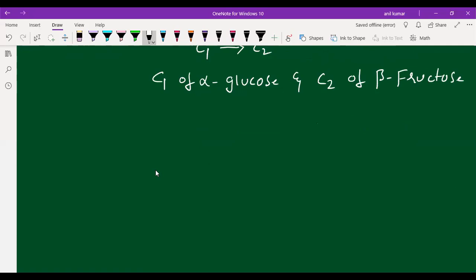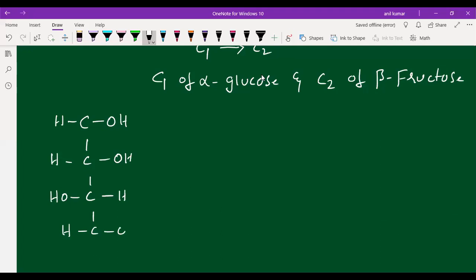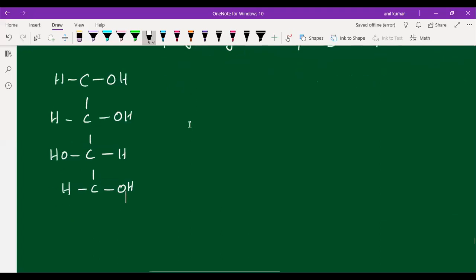In the case of alpha glucose, first we have the carbon attached with hydrogen. Next, on the right side, which group will be there, students? OH will be there. Next, carbon. For the second one, you will have hydrogen on the left, OH on the right. Third one will have OH on the left side, hydrogen on the right side. Fourth one, hydrogen on the left side, OH on the right side. Fifth one, hydrogen here, and you can see the bond here, and CH2OH.